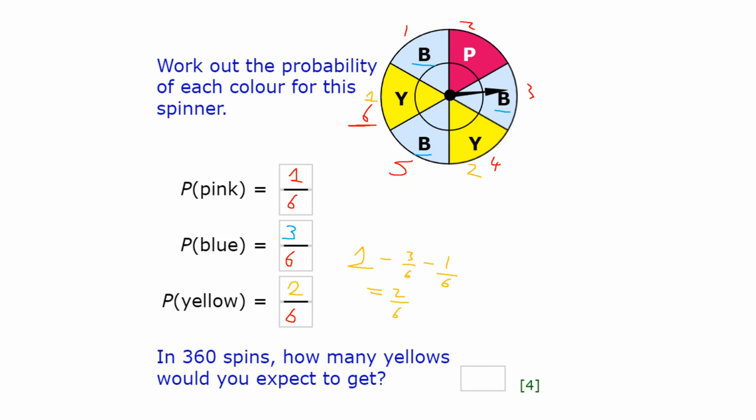Now let's use that probability. In 360 spins, how many yellows would you expect? All we need to do is 360 times 2 over 6. Well, that's the same as 60 times 2. So I would estimate that 120 would be yellow. And those are our final answers.